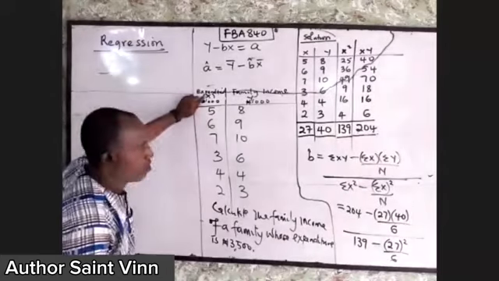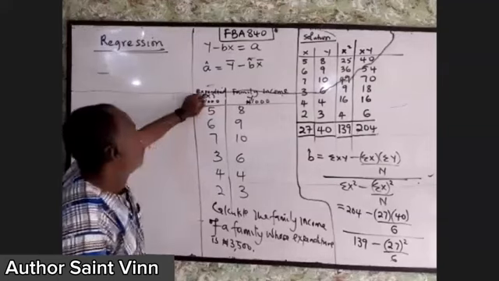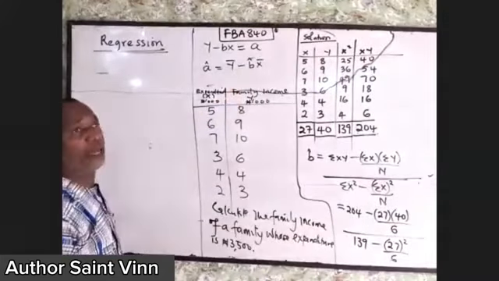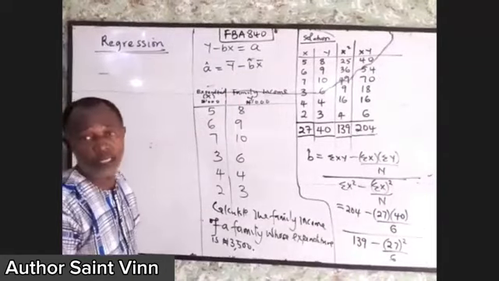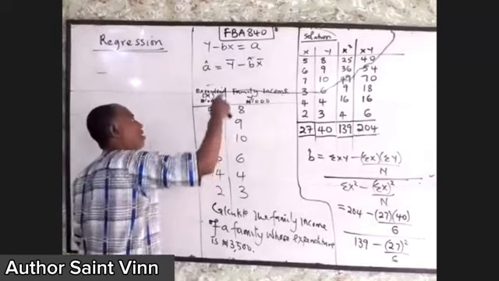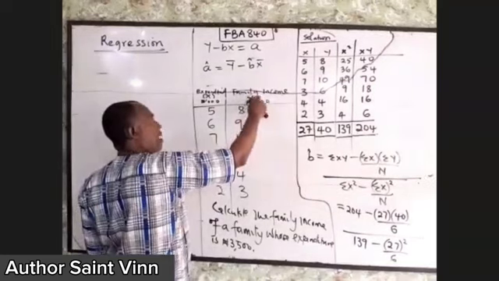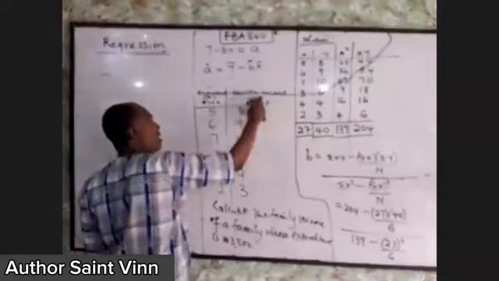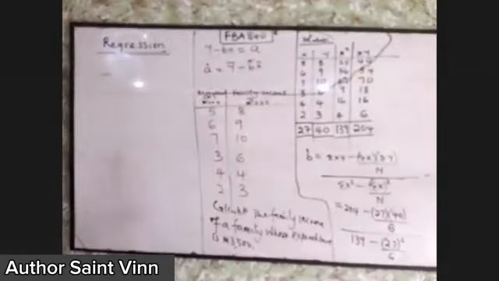Our X, yes, X is expenditure. Expenditure is independent, while Y is family income, which is our dependent variable. Even sometimes in examination, if it tells you to choose anyone, make anyone dependent and make anyone independent. But in this case, our family income is the dependent variable, because Y is the dependent variable and X is the independent variable.